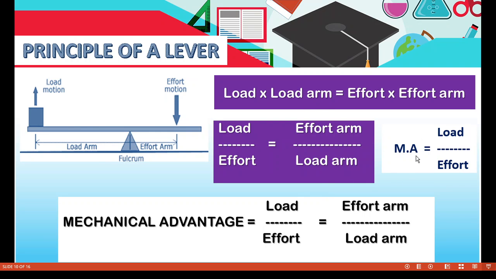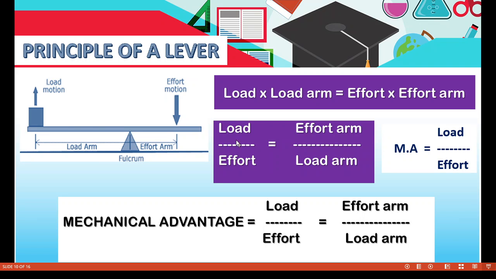But we know the mechanical advantage. What do you mean by MA? Simply, MA is the short form of mechanical advantage. In the previous class we saw the definition of mechanical advantage. What is the definition? It is defined as the ratio of load to effort.